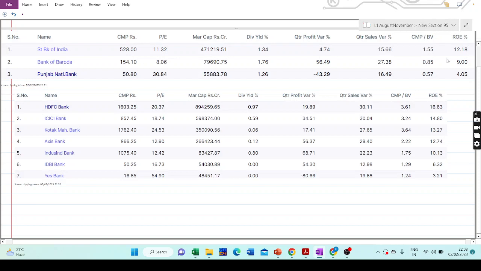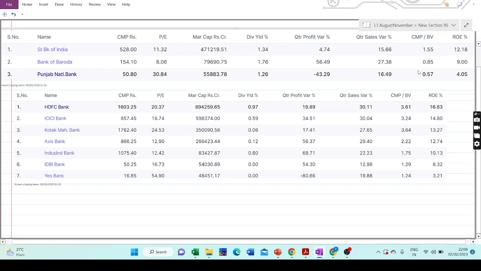Guys, you will see here that as the ROE is increasing, the price to book value is also increasing. ROE of Bank of Baroda is 9, so it has a higher price to book than Punjab National Bank. ROE of State Bank of India is 12.18, that is why it has a higher price to book than Bank of Baroda and Punjab National Bank, right? So we can clearly see that price to book value of a stock is a function of its ROE. Higher the ROE, higher the price to book value, and lower the ROE, lower the price to book value.